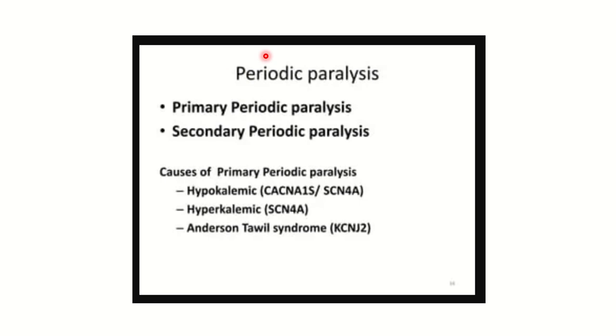Here you can see periodic paralysis. It may be primary or secondary. Primary is the familial cause of periodic paralysis, and here we can see the causes of primary periodic paralysis. It may result from hypokalemia or hyperkalemia. So in periodic paralysis there also may be an increase of potassium in the blood.